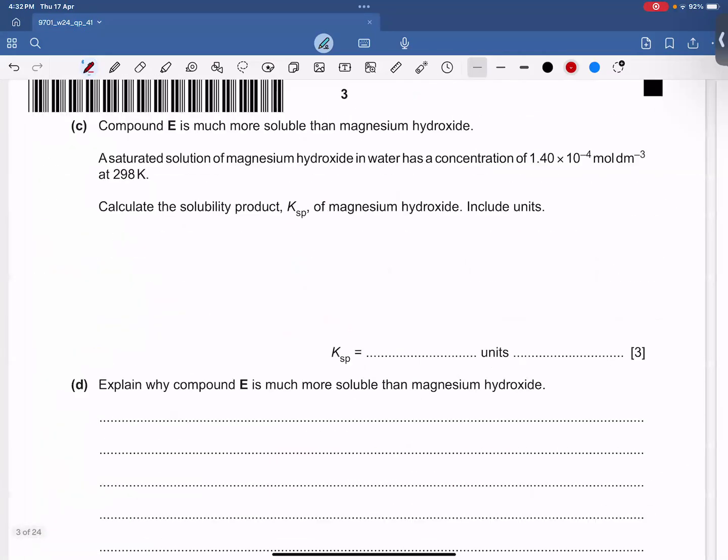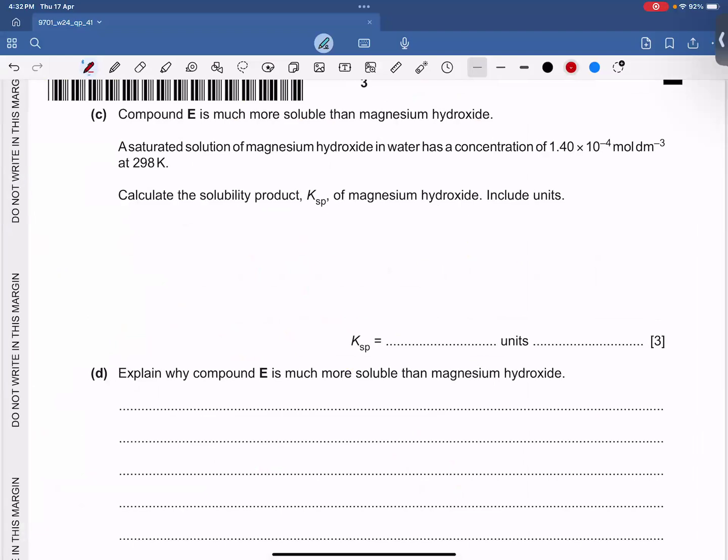Next, compound E is much more soluble than magnesium hydroxide because down the group solubility of group 2 hydroxides increases, which is why examiner is writing such a statement that compound E is much more soluble than magnesium hydroxide.